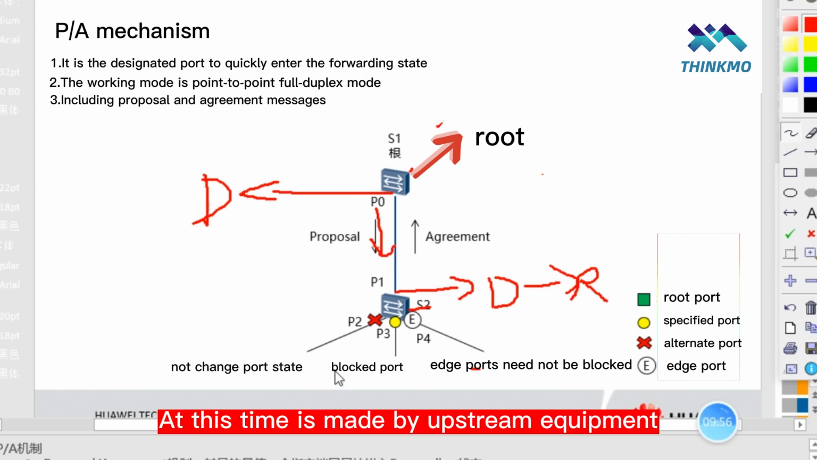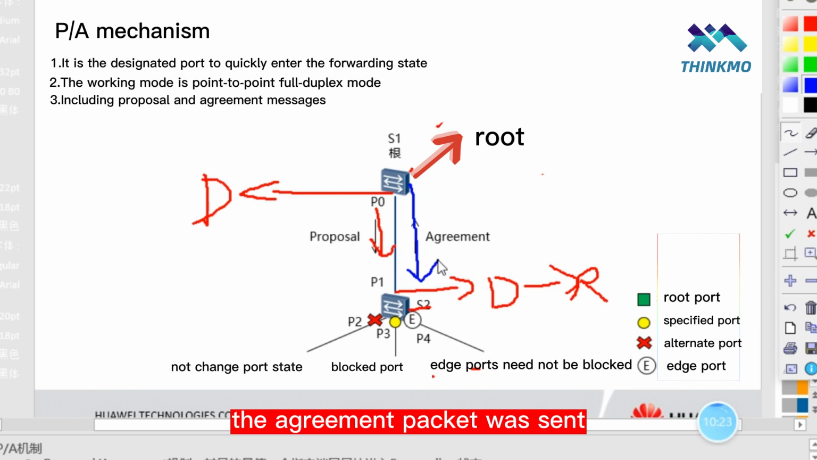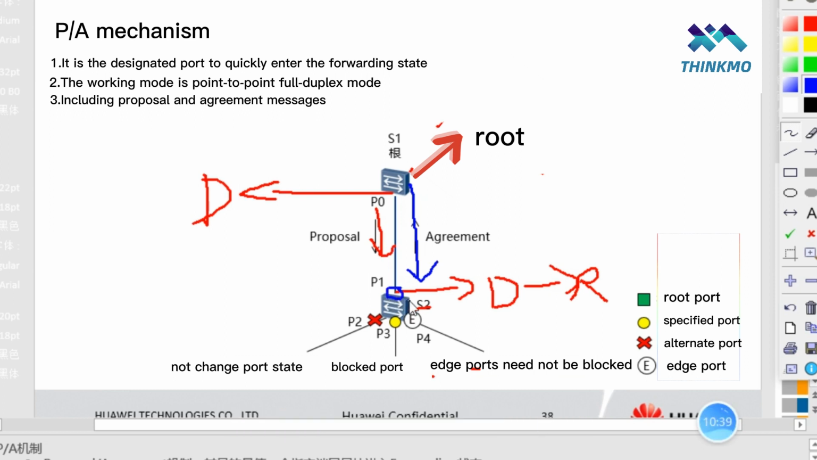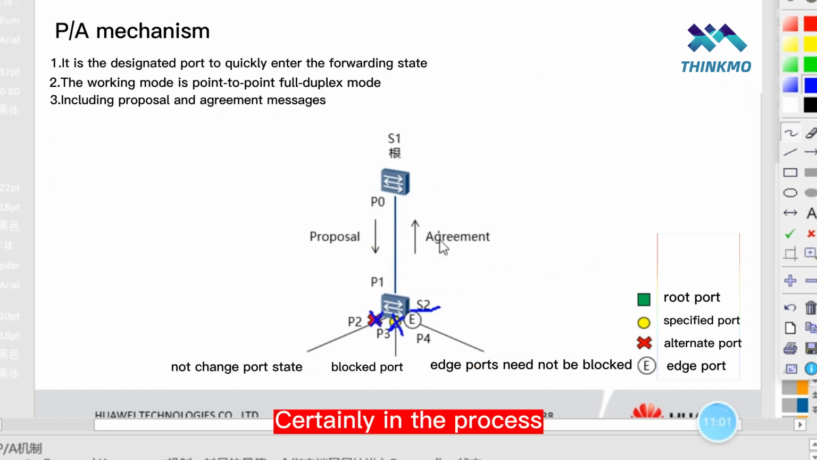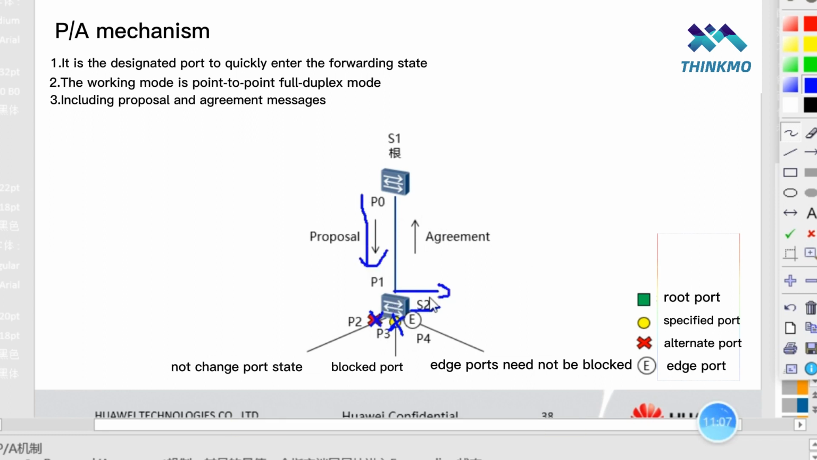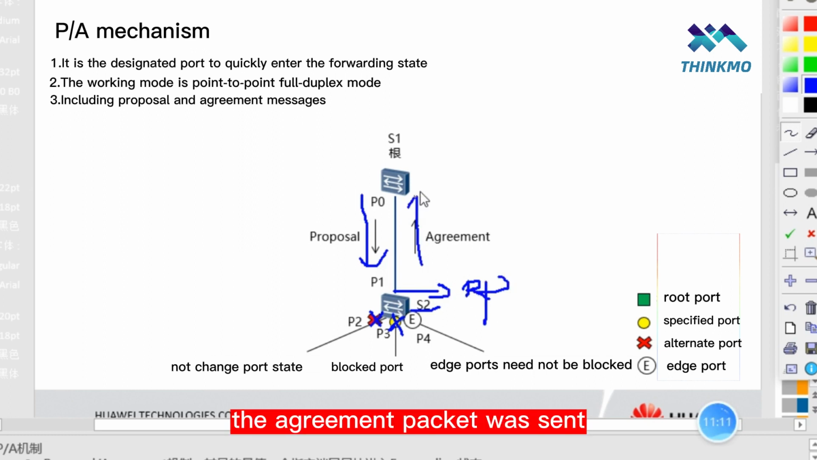At this time, the agreement packet is sent by the upstream equipment, and only this port will have its state changed to forwarding. Certainly in the process, the following ports of the S2 switch are blocked. It also has to send an agreement packet upward.